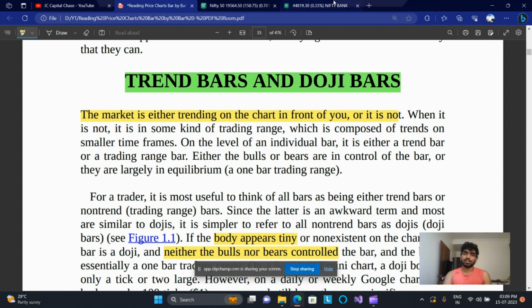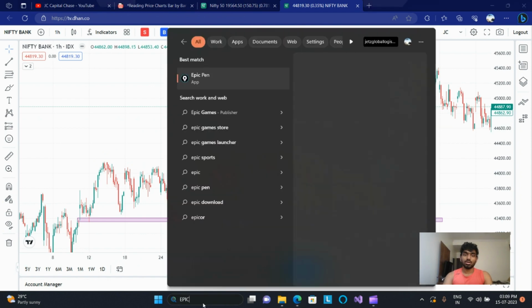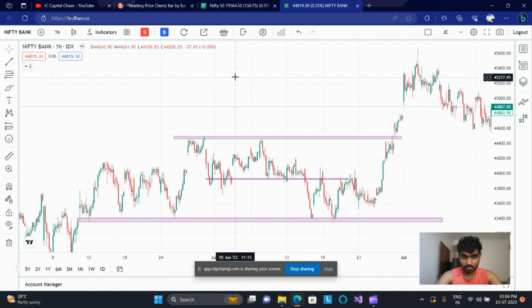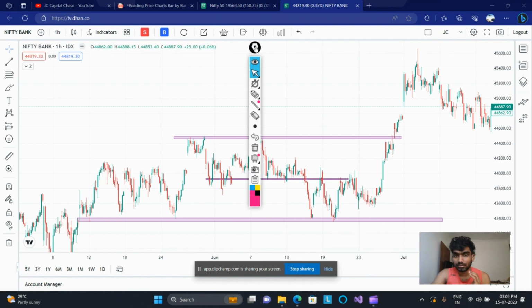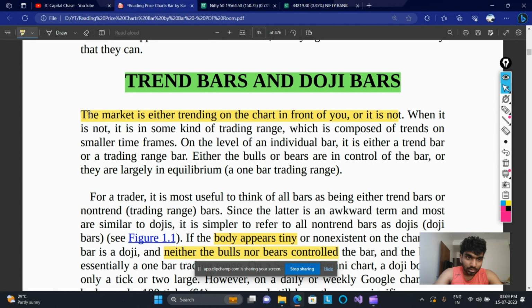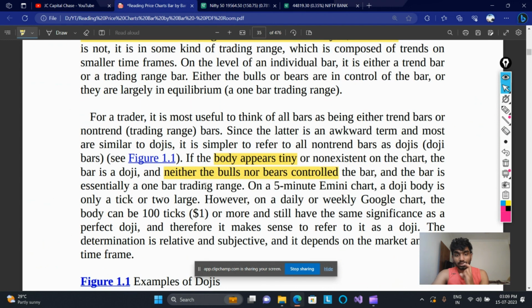Basically, in the market there are two things that can happen. Either the market can be in a sideways day or the market can be a trending day. If you can identify these two phases of the market, you can be on the safer edge. With the help of doji candles and trend bar candles, we'll be able to find out whether the market is sideways or is going to be a trending day. So now that you have learned that markets can either be trending or sideways, the next thing is to find out what the current market is telling you.